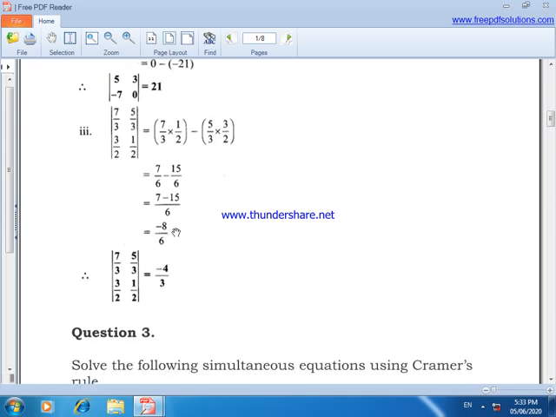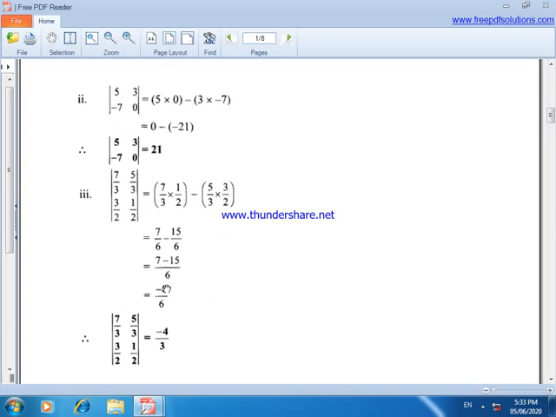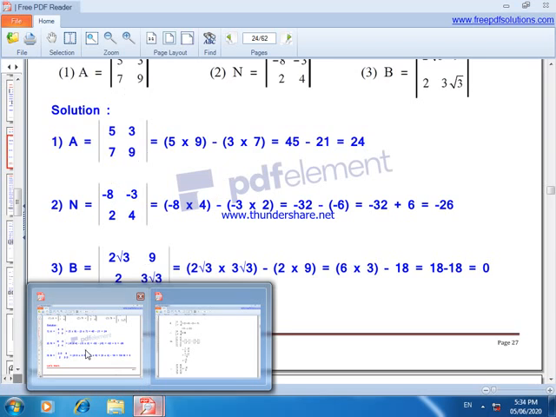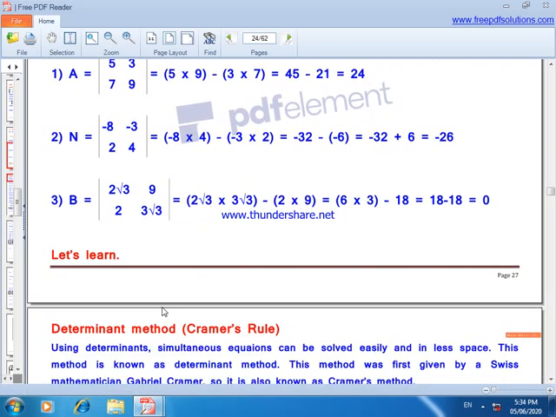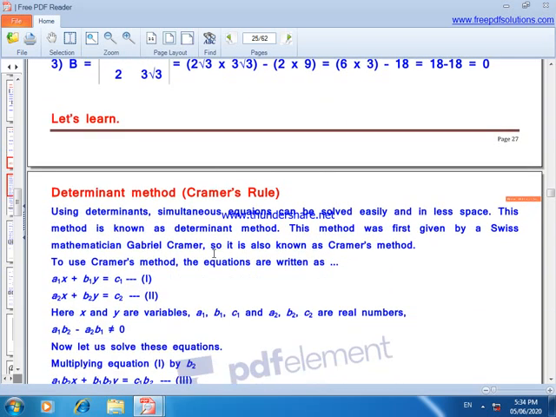Now we are going to give the simple form to -8 upon 6. 8 and 6 is divisible by 2, so 4 2s are 6 and 3 2s are 6. So -8 upon 6 is nothing but -4 upon 3. So these are the various examples which are given in practice set 1.3 to find the values of determinant.